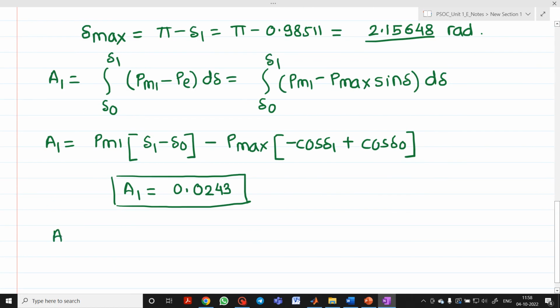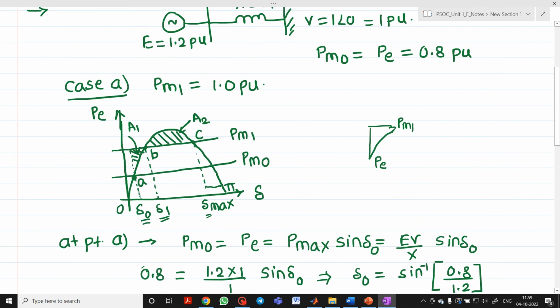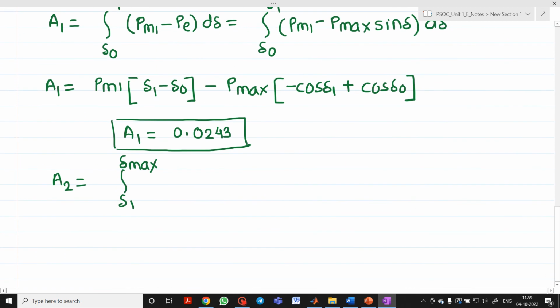Similarly, we can write an equation for area A2. So how can I write? Area A2 will be equal to integration delta 1 to delta max. Now please see the diagram carefully. This is now the upper limit. So the diagram looks like this. So your upper limit is PE, and lower limit is PM1.